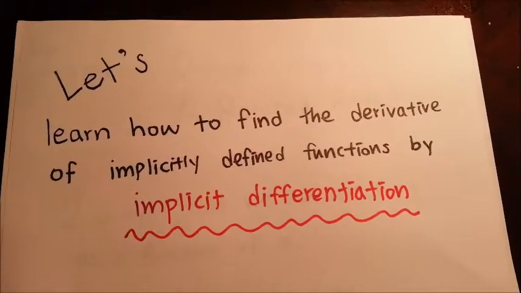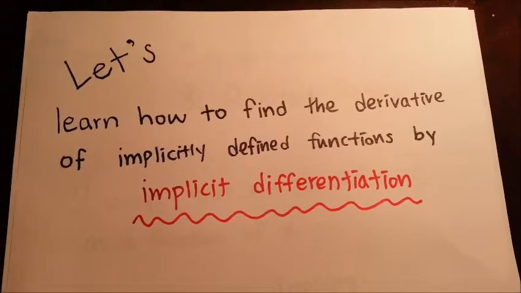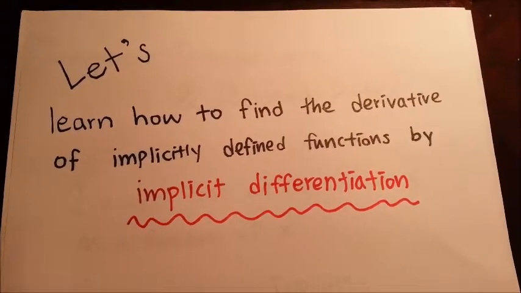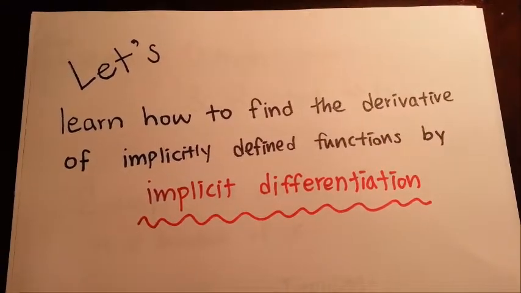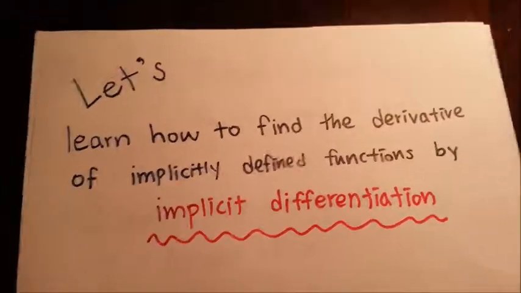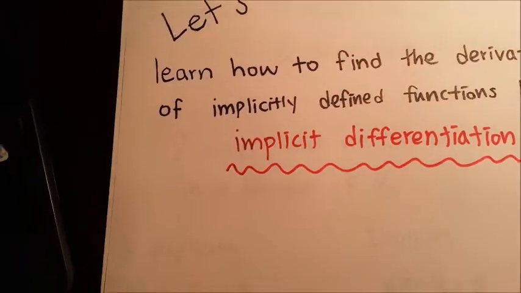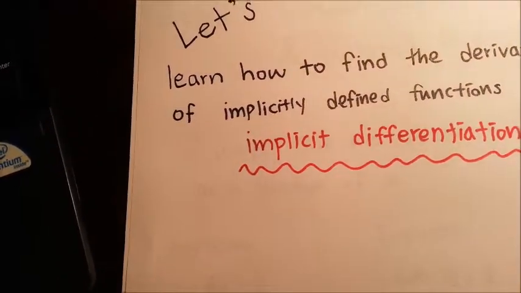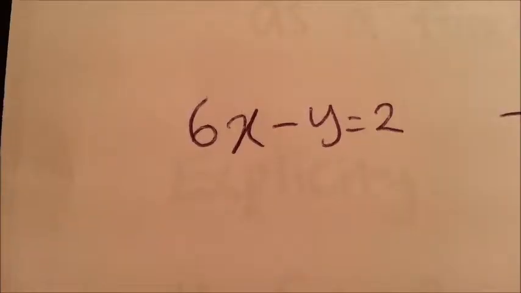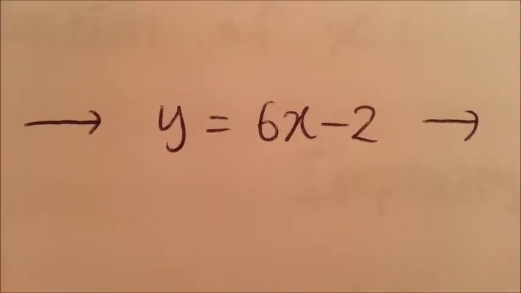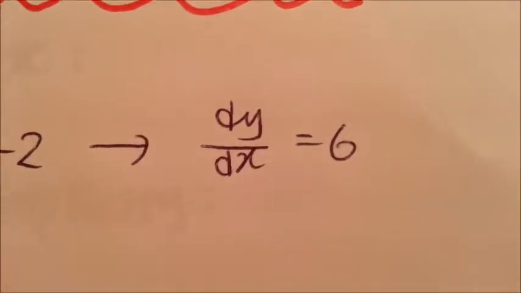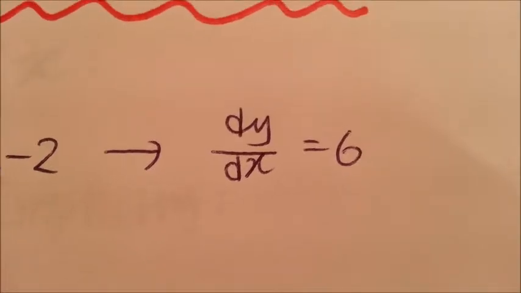Now, let's learn how to find the derivative of implicitly defined functions by implicit differentiation. If an implicit function can be expressed explicitly as a function of x, finding its derivative is easy. For example, 6x minus y equals 2, y equals 6x minus 2, dy over dx equals 6.